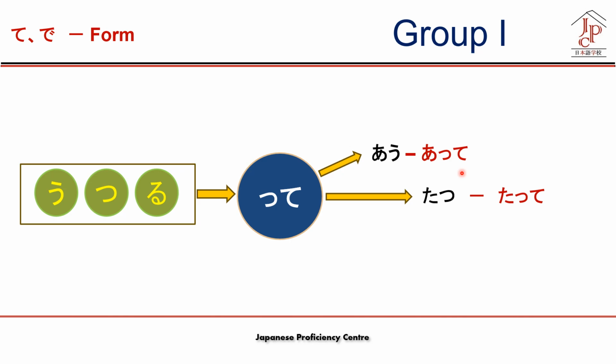Same way, tatsu is a verb which is ending with the letter tsu. So we know the rule. Tsu ending letter has to be replaced with tte. So tatsu will become tatte. Same way, suwaru. Suwaru is a ru ending verb. Ru has to be replaced with tte. So suwaru will become suwatte.